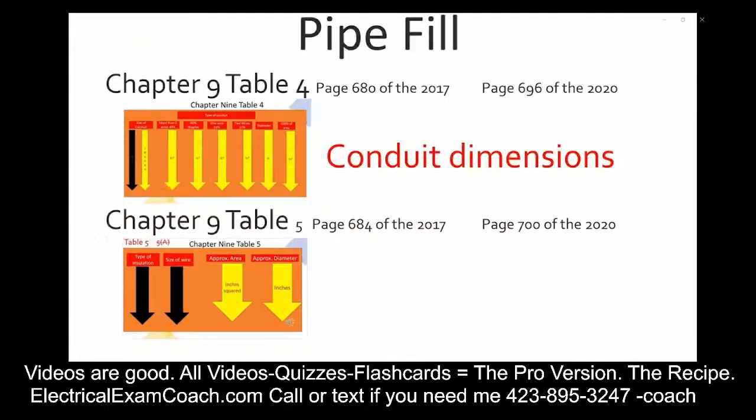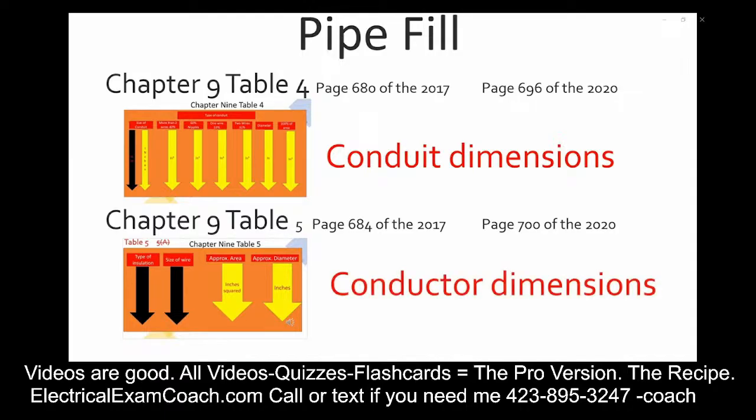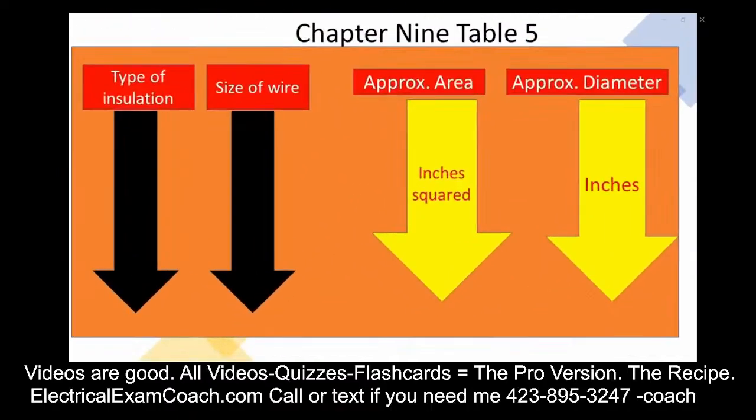Let's get to it. Now that we've learned all about Chapter 9 Table 4 and that it's all about conduit dimensions, now let's head to Chapter 9 Table 5 and let's learn about the conductor dimensions. Just like with box fill, each conductor has a size that it is. It is a square inch size when you're dealing with pipe fill. And we're going to head over and find out how to find out that square inch value. Then we know all we have to do is divide just like we did in box fill.